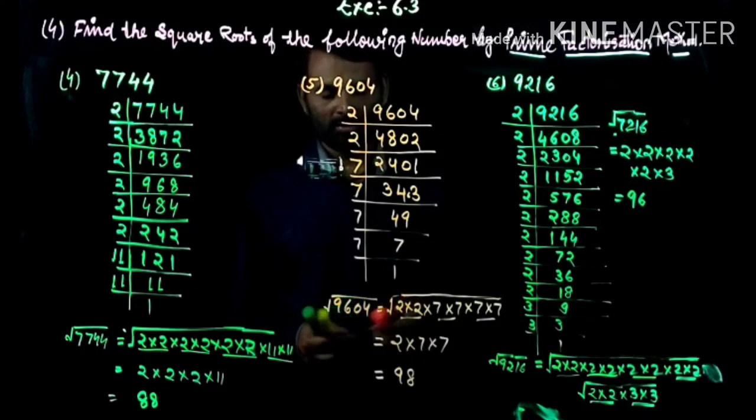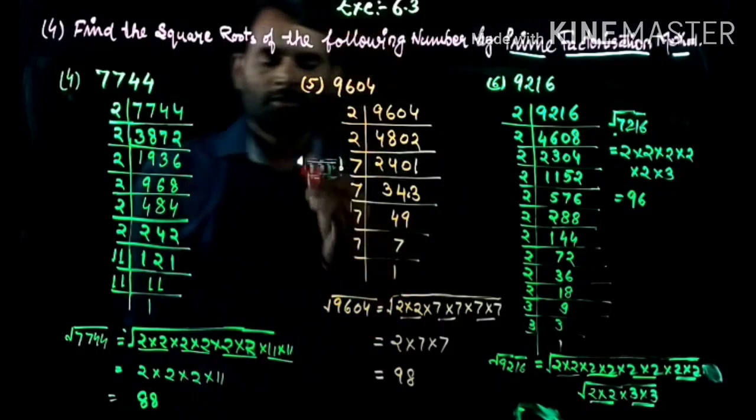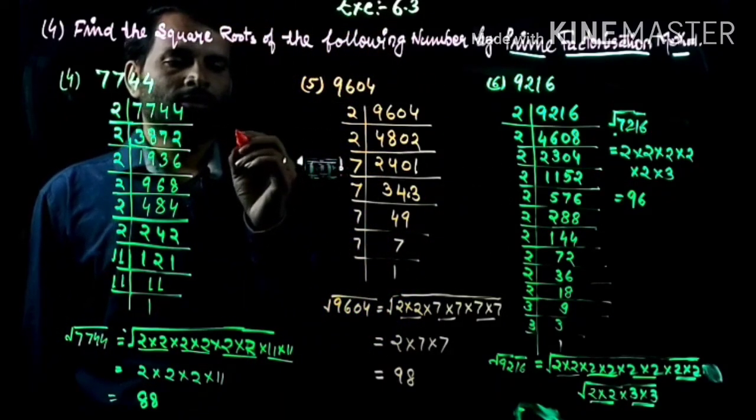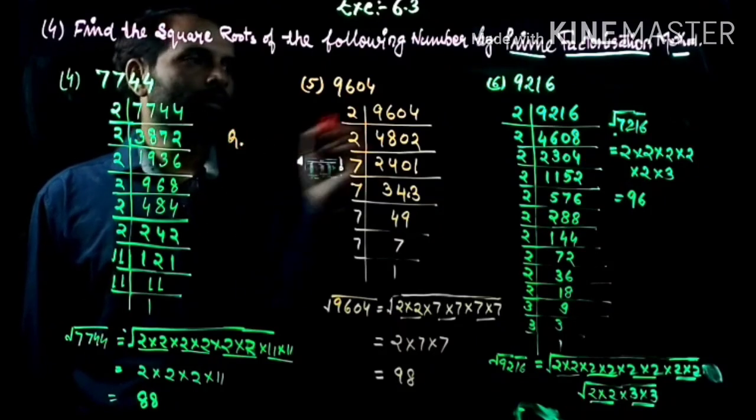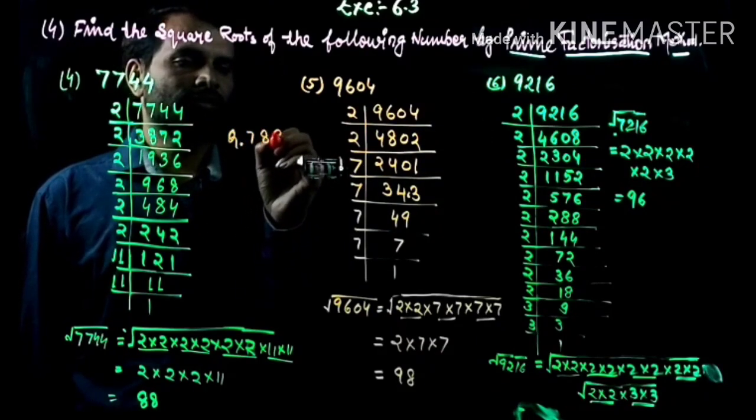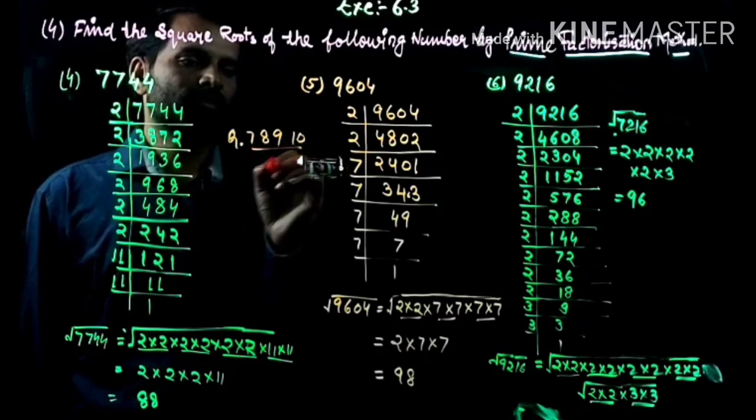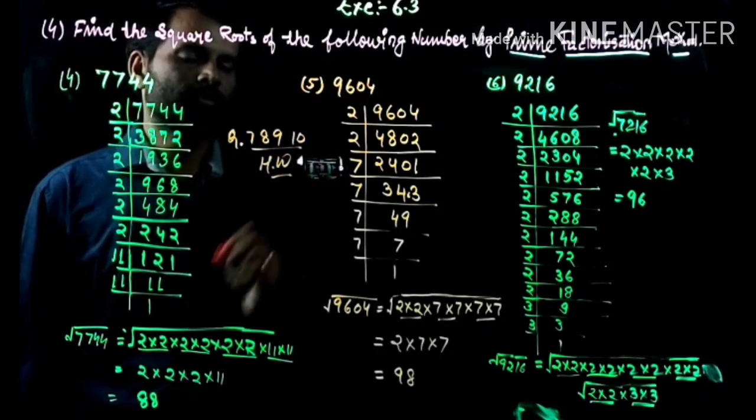And the next 4 questions you have to try. It is the homework. That means question number 6, 7, 8, 9 and 10. It will be homework. You try.